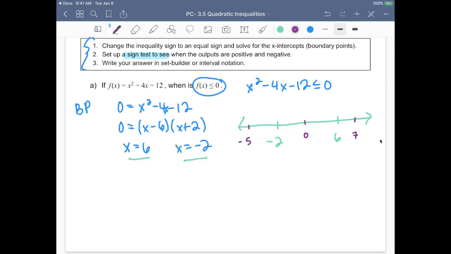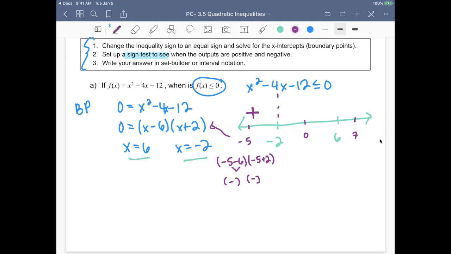I like to plug it into my factored form. So I'm going to plug it into here. Do negative 5 minus 6 times negative 5 plus 2. All I really care about is if the outputs are positive or negative. So will negative 5 minus 6 give you a positive or a negative? It gives me a negative. And negative 5 plus 2 gives me a negative. So what's a negative times a negative? That's going to give me positive outputs.